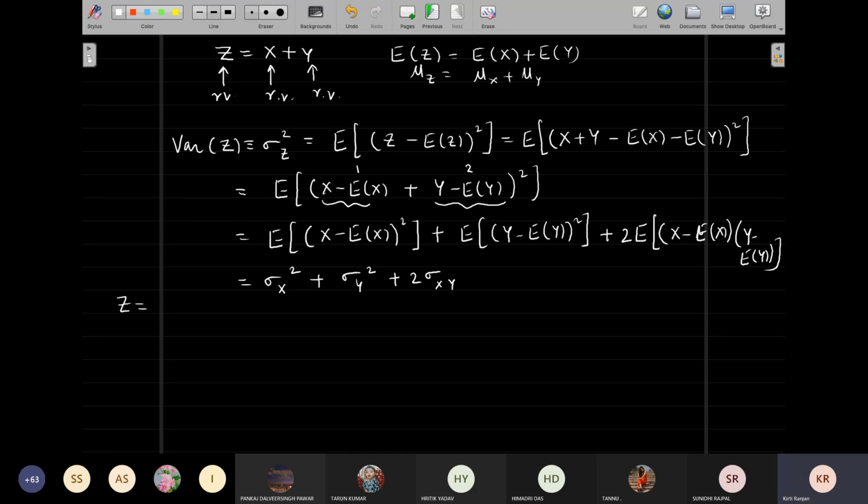What if z is equal to x minus y? What will be the variance of z? Can you think about it now? Quickly do this. If z is equal to x minus y. Minus 2 sigma xy. So the whole expression would be what? Sigma x square plus sigma y square minus 2 sigma xy.